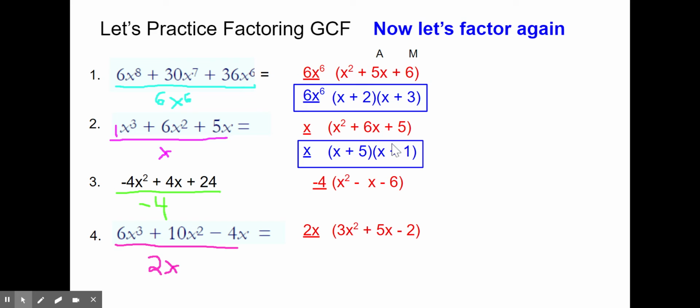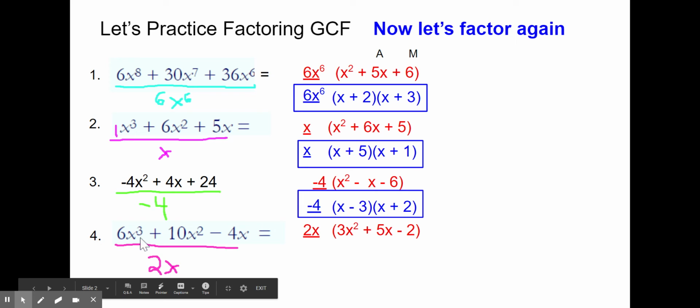your two binomial factors. Now, here's why it's so important in number 3 to factor out the negative. We need a positive lead coefficient in order to factor into two binomials. X squared minus x minus 6, we can easily find two factors that multiply to negative 6 and add to negative 1. They are minus 3 and positive 2. So our fully factored trinomial is negative 4, my GCF, factoring out a negative, making the lead coefficient positive, making it possible to factor into two binomials, x minus 3, x plus 2.